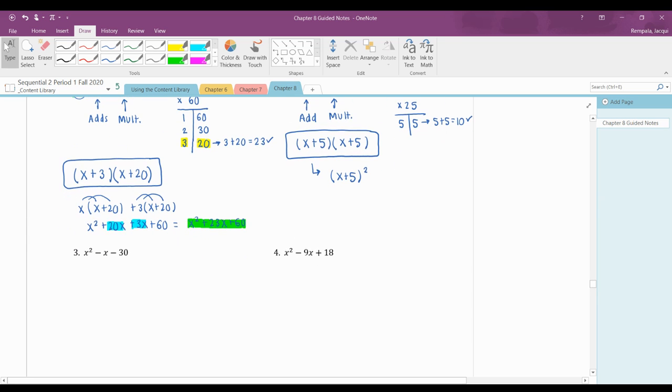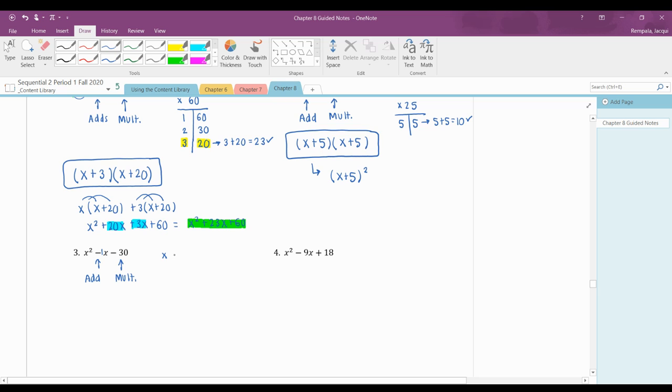In number 3, we've got x squared minus x minus 30. There won't be a number in common. They don't all have a variable. There is no GCF. If it helps, remember there is a 1 with that x. So I want to find numbers that multiply to negative 30 but add to negative 1.